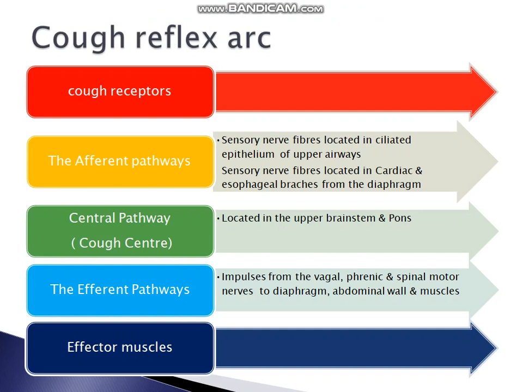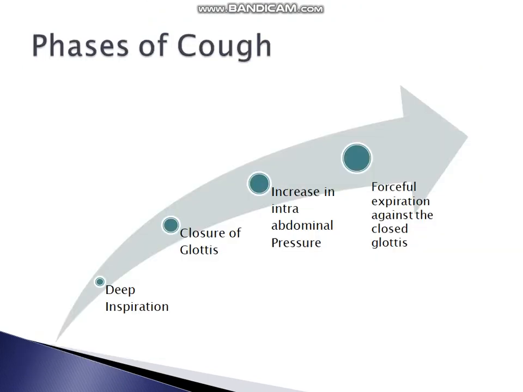From here, the information is processed, coordinated, and then carried out to the efferent pathways, that is the impulses from vagal, phrenic, and spinal motor nerves to the diaphragm, abdominal wall, and muscles. And then it is carried out to the effector muscles, which formulate the cough, and thus coughing occurs.